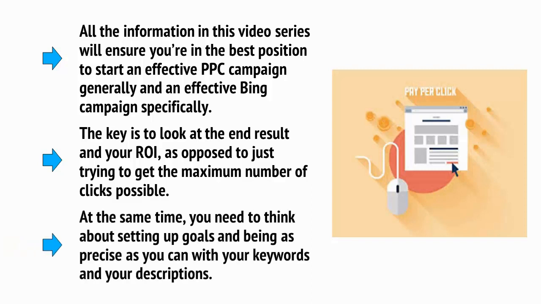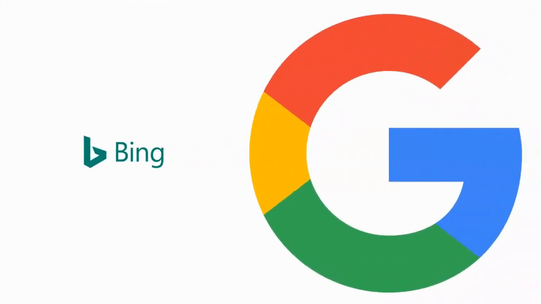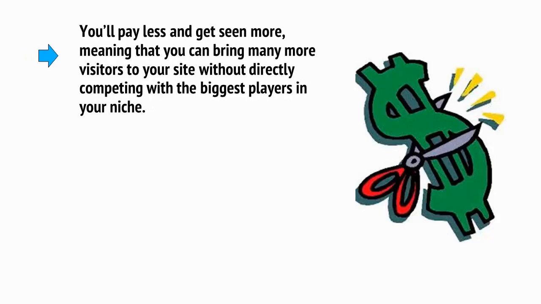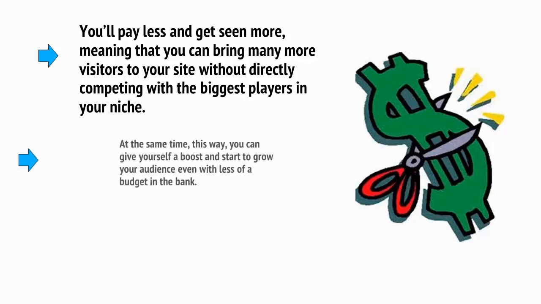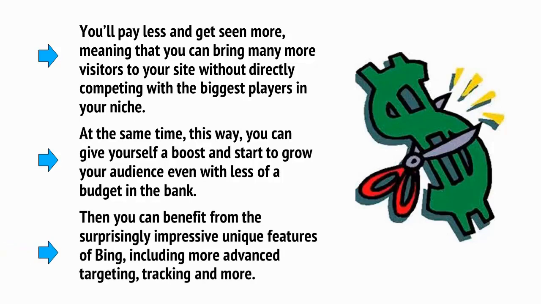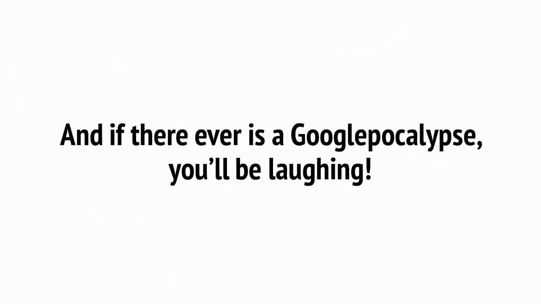At the same time, you need to think about setting up goals and being as precise as you can with your keywords and descriptions. The other big tip: invest in Bing. Bing might not be as big as Google, but that's actually an advantage. You'll pay less and get seen more, meaning that you can bring many more visitors to your site without directly competing with the biggest players in your niche. At the same time, this way, you can give yourself a boost and start to grow your audience even with less of a budget in the bank. Then you can benefit from the surprisingly impressive unique features of Bing, including more advanced targeting, tracking, and more. And if there ever is a Google apocalypse, well, you'll be laughing.